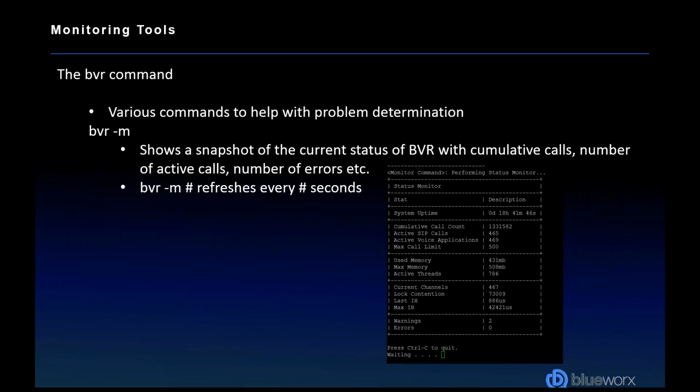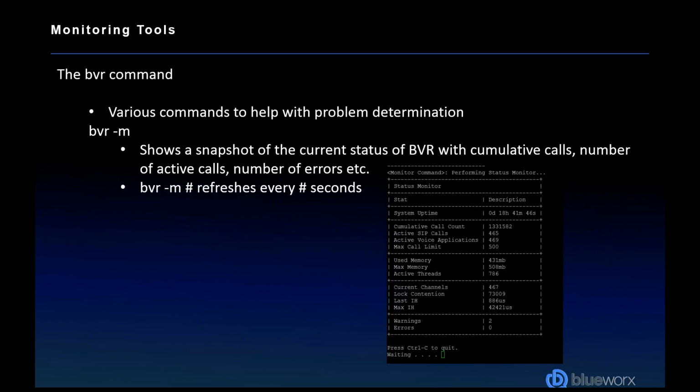BVR -M will give you effectively a snapshot of the overall picture of what's going on. So it'll give you, for example, the total number of calls that have been made on the system, how many SIP calls there are, and how many voice applications there are. We've also got a few useful things like used memory, the number of threads being used, and how many RTP channels there currently are.